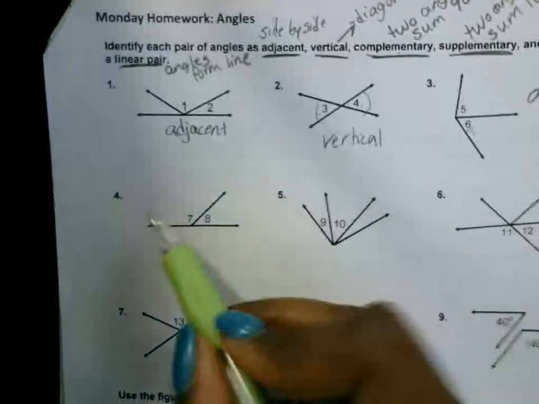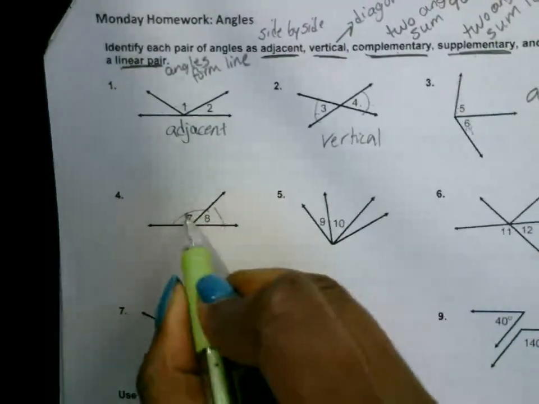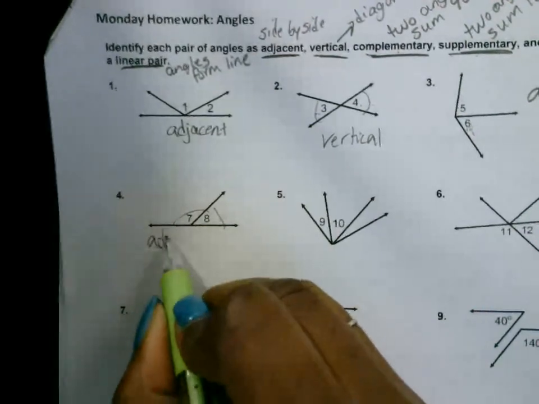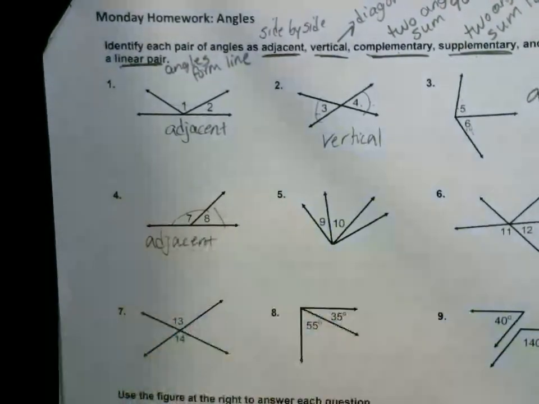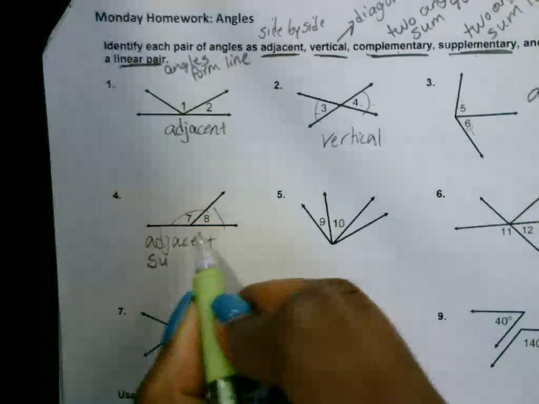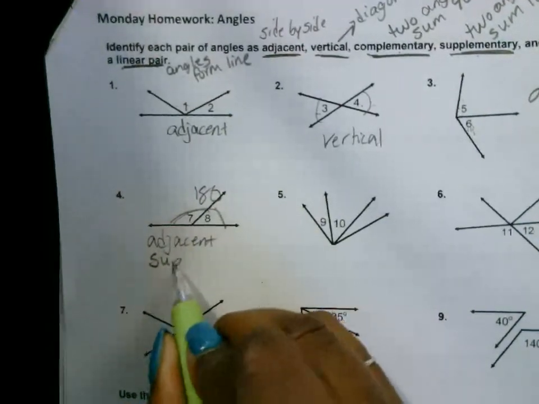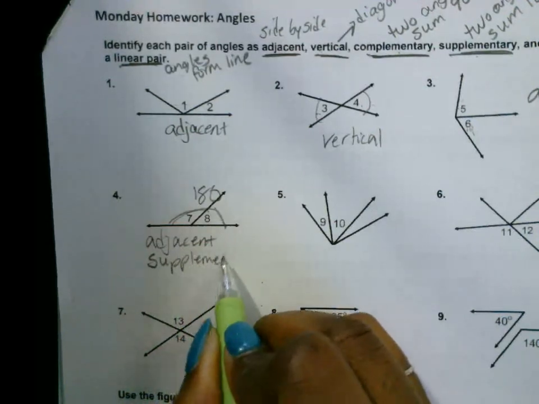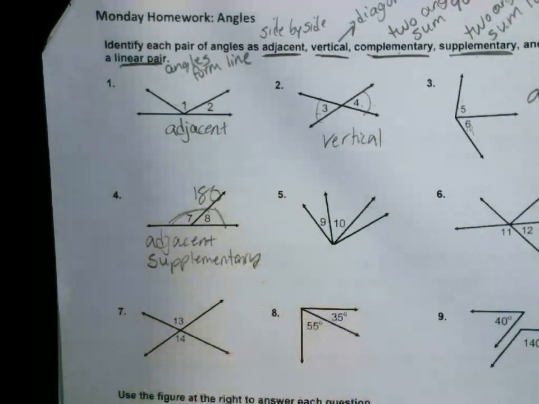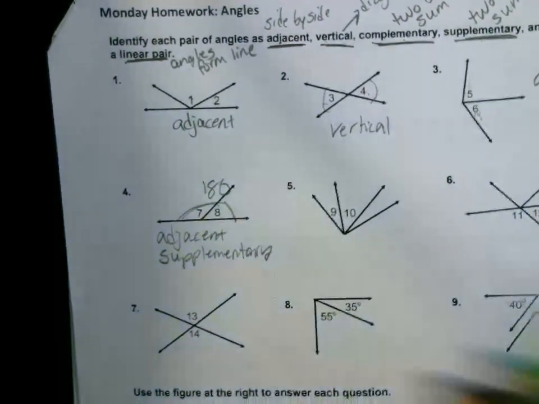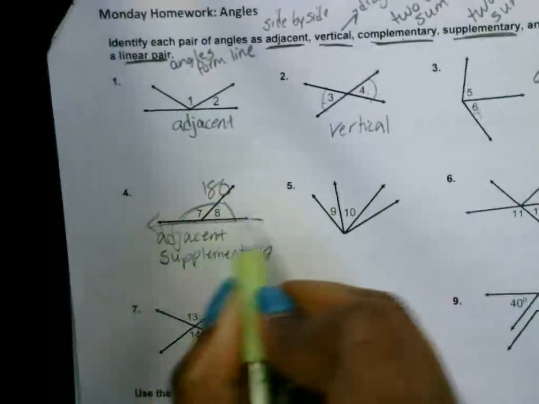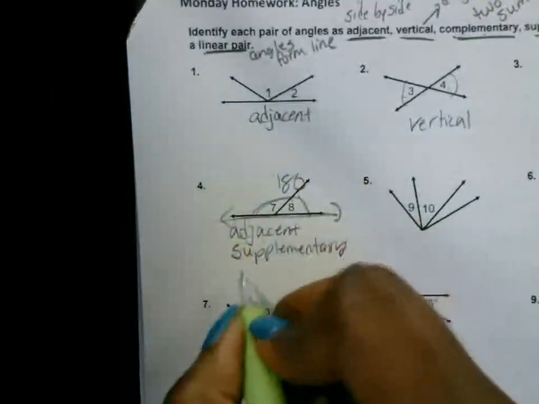Okay. These two angles are adjacent. They're side by side. And they're also supplementary. Good job, baby. They add up to 180 degrees. And then what else? It forms a straight line, so that makes them what? A linear pair.